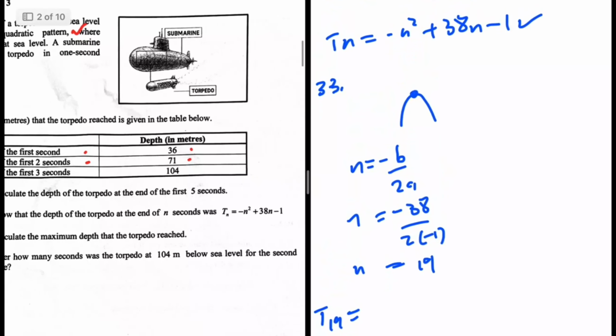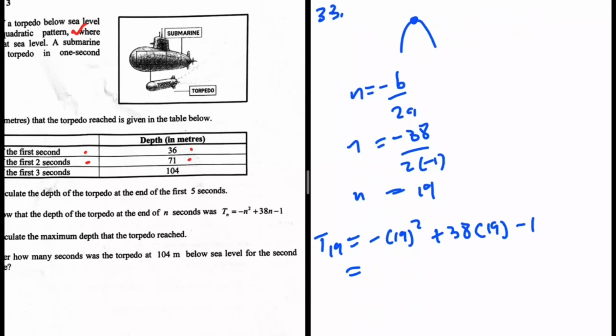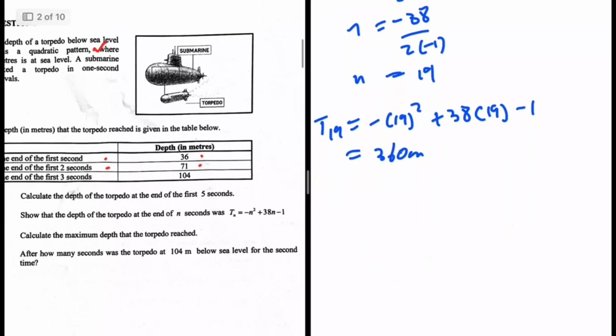So T19 is therefore equal to minus 19 squared plus 38 multiplied by 19 minus 1. So let me substitute that in my calculator. That is 360 meters. So that is the maximum depth.